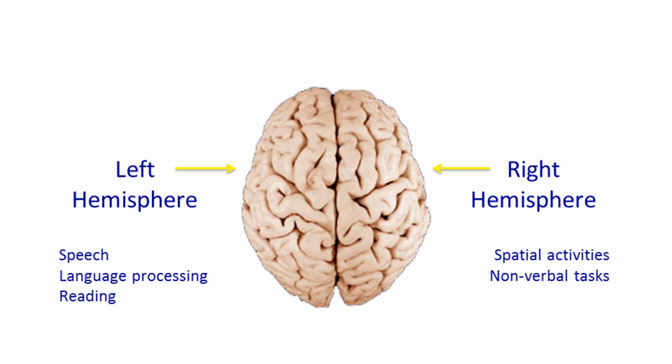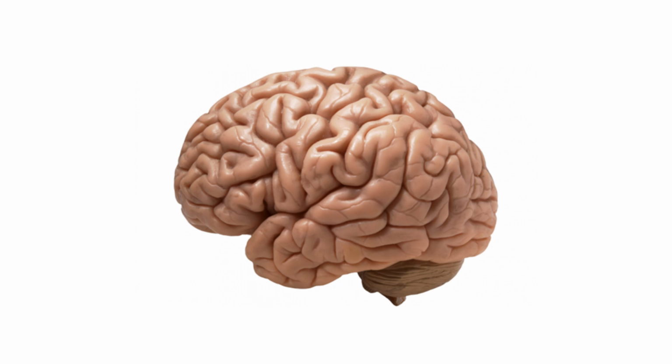You probably already know that the human brain can be divided into 2 hemispheres. Among other things, the left hemisphere is responsible for speech, language processing, and reading. The right hemisphere is generally in charge of spatial activities and nonverbal tasks. Several parts of the brain contribute to the processes involved in reading.